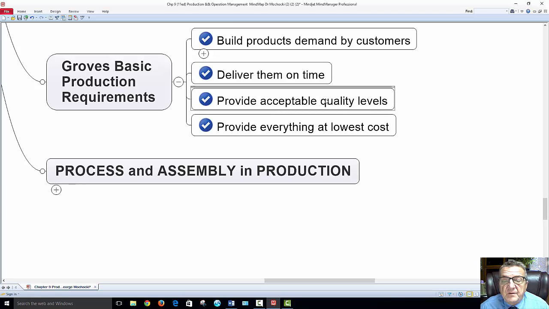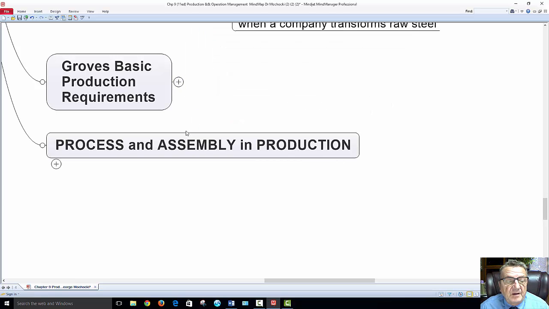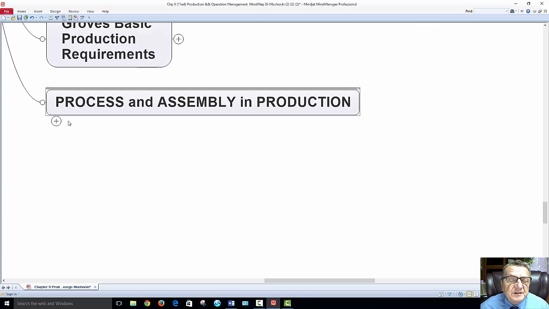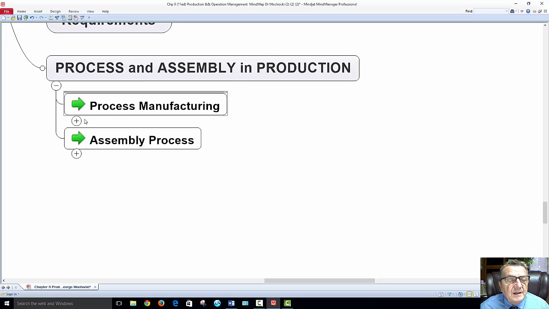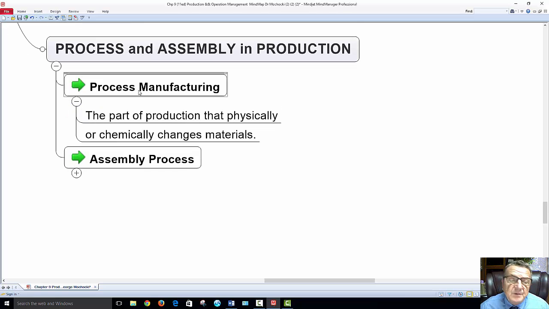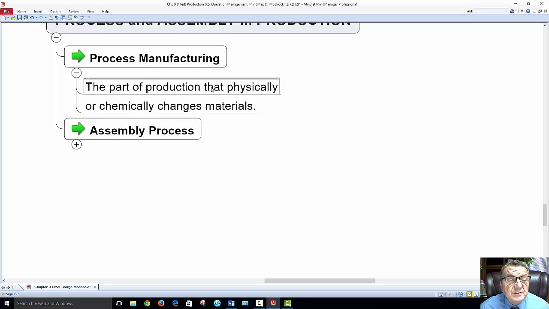Okay, delivered on time, provide acceptable quality. Okay, so that's the 5 basic. Process and assembly in the production line. We break it down to 2 parts, the process manufacturer and assembly process. The process manufacturer is the part production that physically or chemically changes the material.